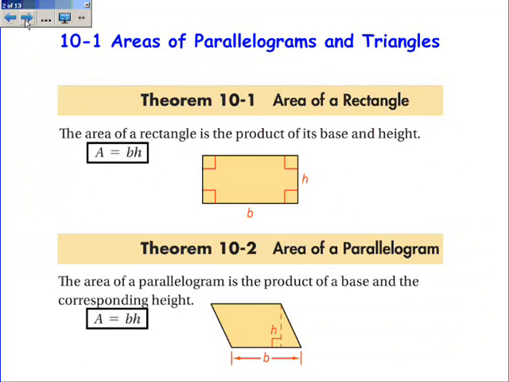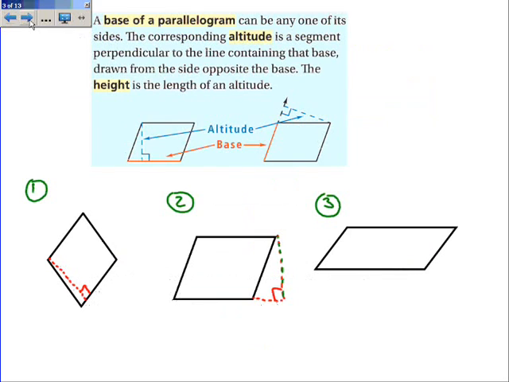The area of a rectangle, as you probably know, is base times height. And the area of a parallelogram, which you could think of as a rectangle that's slanted, is also base times height. One important thing to note is that the base of a parallelogram can be any one of the sides. The important thing is that the altitude, the segment we get the height from, is perpendicular to the base.